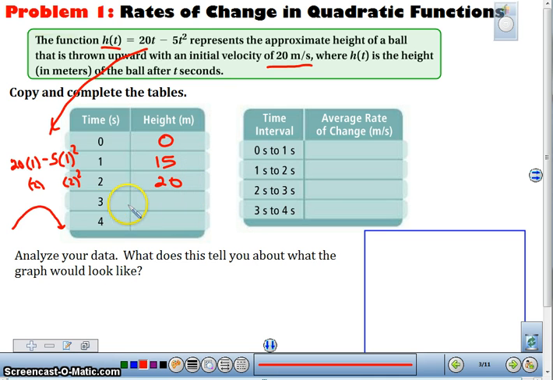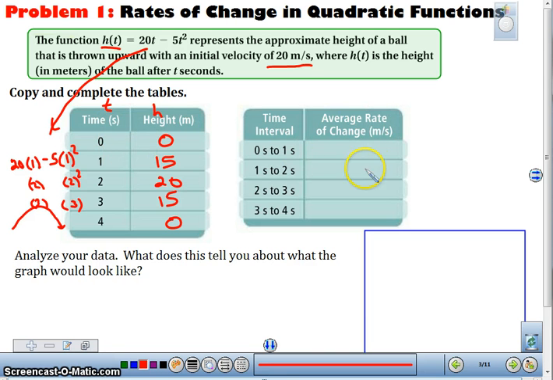You should plug in 3 next. If you plug in 3 in the parenthesis for t, time, and get your height h, you should have 15, and the last one should be at 0. So it says we want to analyze our data in this table. What is our average rate of change?